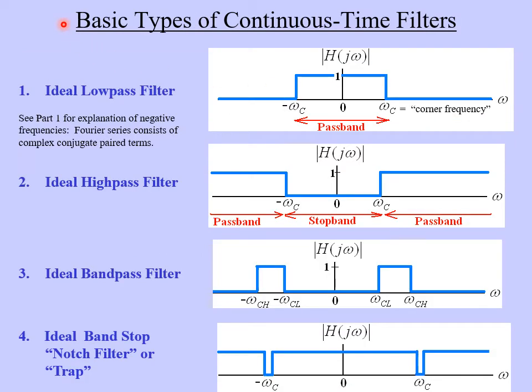The main types of filters that we're going to encounter and deal with in this course are the following. These are ideal frequency selective filters. And here we're talking about continuous time. We'll deal with discrete time filters at the end of this lecture. So there are four types of main filters. The first one is the ideal low-pass filter.